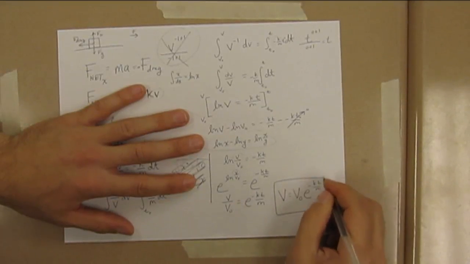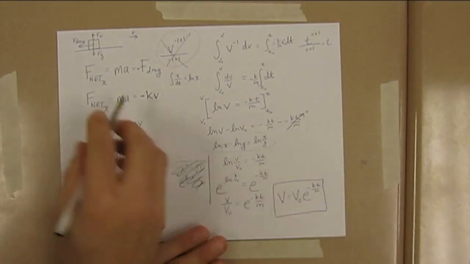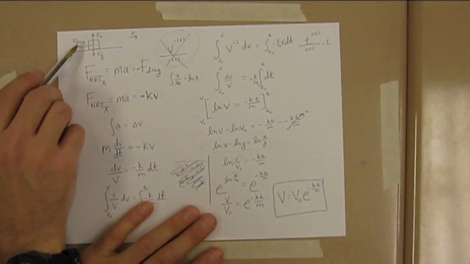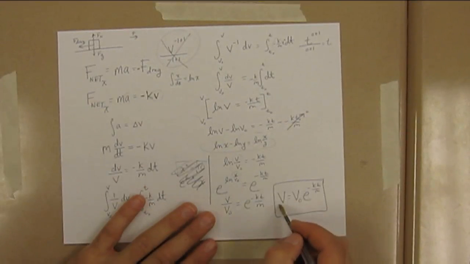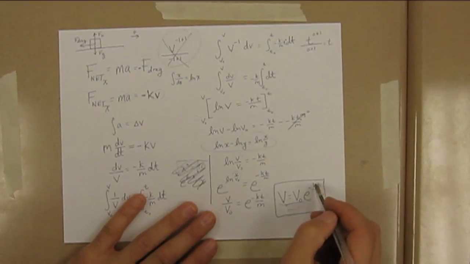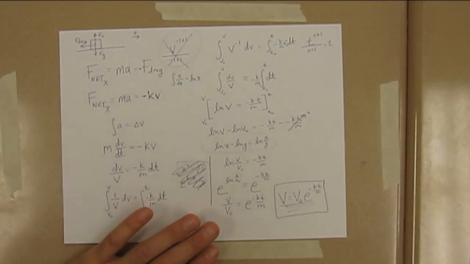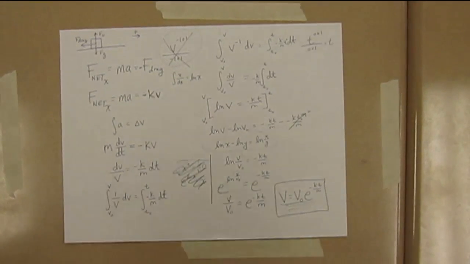And that's our formula for how fast this block is going under laminar flow at any moment in time, t, with these constants k and m. All right, let's stop there for a second.